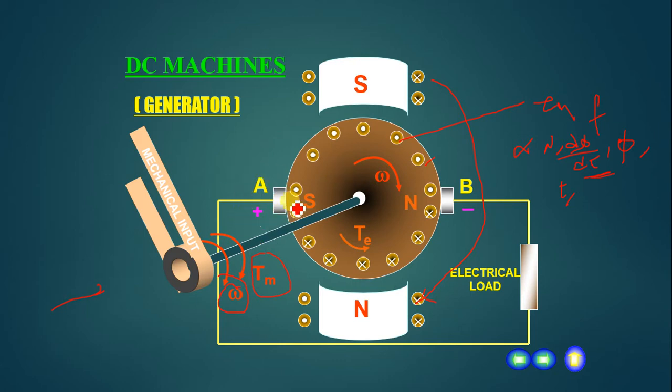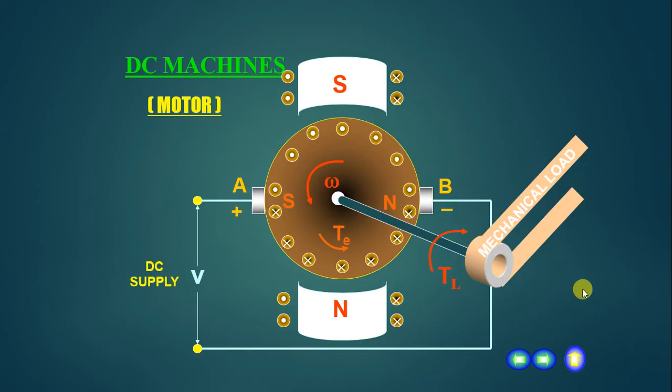For picking up these potentials, there will be commutators on the periphery. Commutators will convert the induced AC into equivalent DC or pulsated supply. This supply is picked up by two or multiple carbon brushes on either end of the commutator, and it will be supplied to your electrical load.